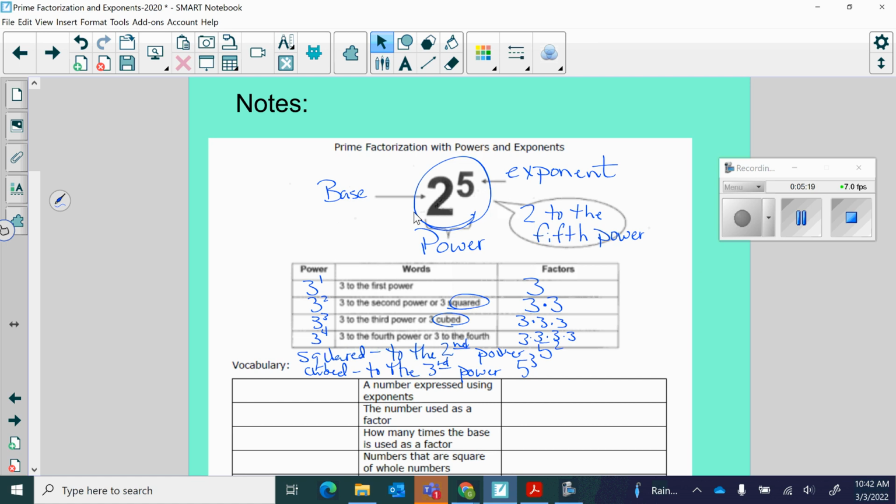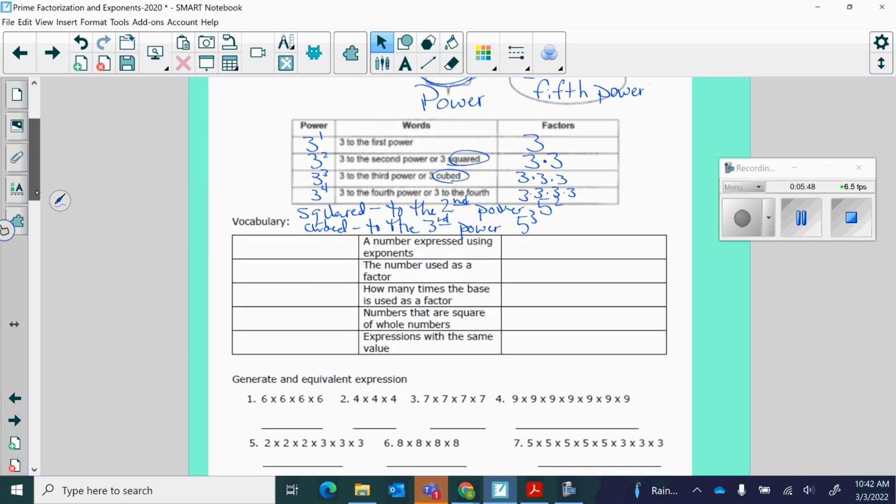Is this making sense? Are you guys understanding this concept so far? Madison? What does that say? Which one? Squared, to the 2nd power. Cubed. C-U-B-E-D. I also circled it on the word chart. Okay?